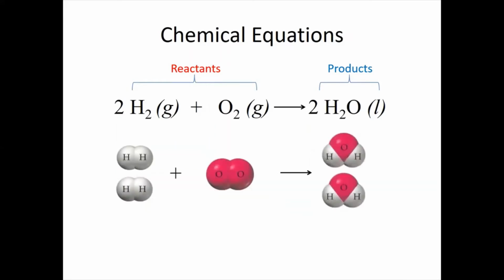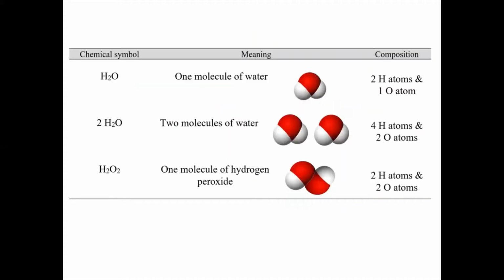So the coefficients tell us how much of each reagent we start with, or how much of each of the products will form. Be sure to note the difference between a subscript and a coefficient. Again, the subscript indicates the number of atoms within a substance. The coefficient indicates how many particles of that substance. You can't balance a reaction by changing the subscript, only the coefficient.